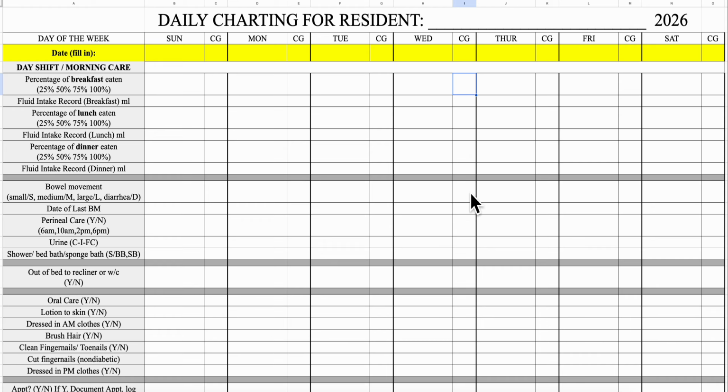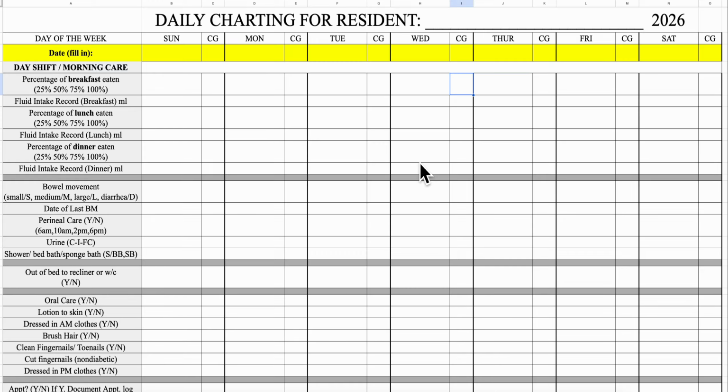Hello, hi everyone. This is the new charting that we're going to use starting in February. This is weekly charting, so it's different from the monthly charting we've been doing. And the other big difference is that the charting here is vertical. So, for example, Sunday will be charting down instead of charting across.